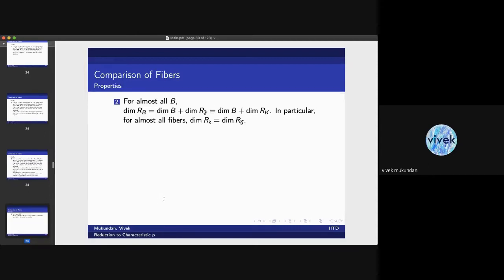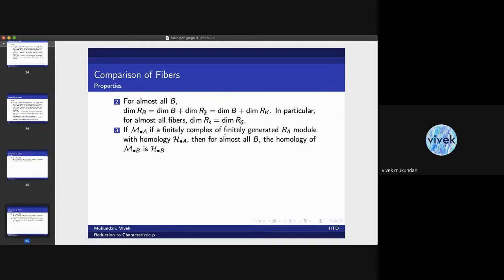Okay, so next: for almost all B, the dimension of RB is the dimension of B plus the dimension of R. And in particular, for almost all fibers, the dimension of RK is the dimension of R itself. So if your original ring has a certain dimension, then you can preserve it when you go to almost all fibers. And if MA is a finite complex of finitely generated RA modules with homology HA, then for almost all B, the homology of MB is HB. And so for almost all fibers, the homology of MK will be HK.